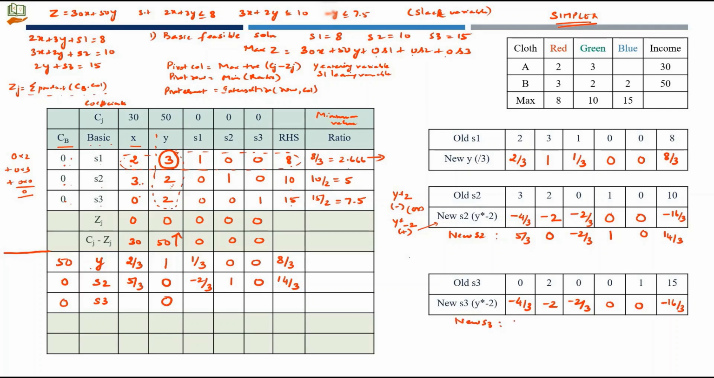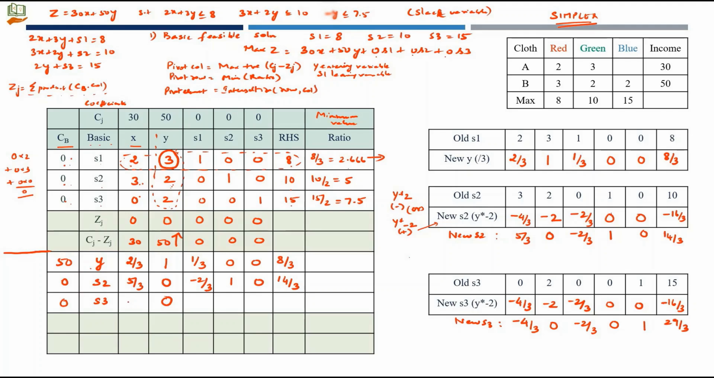0 minus 4 by 3 is minus 4 by 3. 2 minus 2 is 0. 0 minus 2 by 3 is minus 2 by 3. 0 minus 0 is 0. 1 minus 0 is 1. 15 minus 16 by 3. 15 3s are 45. 45 minus 16 will give 29 by 3.